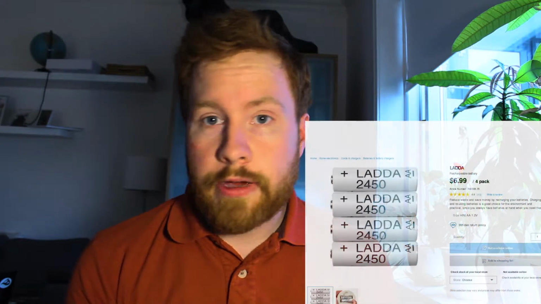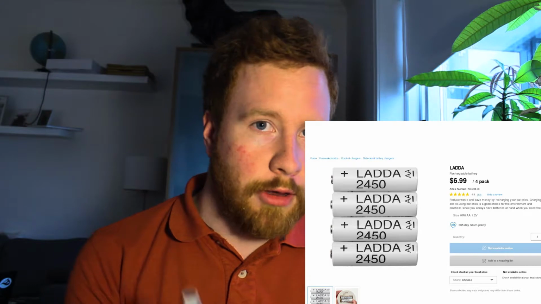This is an IKEA battery, believe it or not. What this is, it's an NiMH or a nickel metal hydride battery. It comes in a AA form factor. It's 2,450 milliampere hours at 1.2 volts nominal voltage. You'll get a four pack of these in my home country of Iceland for about $10. In the US, you can get them for about $7.